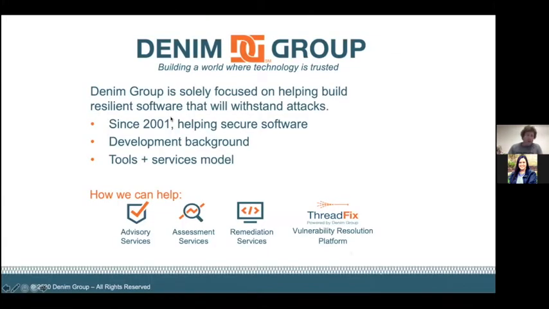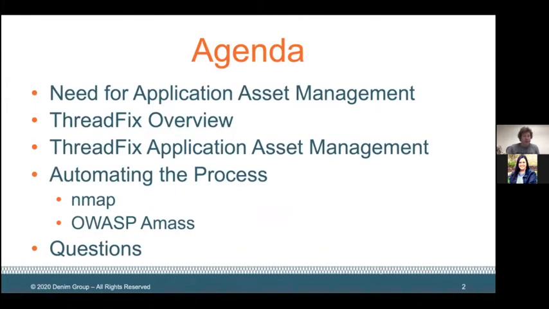Again, anybody on this call probably has a pretty good background with Denim Group. We look to be a trusted advisor for software risk with our advisory services, assessment and testing services. And we've also got our ThreadFix vulnerability resolution platform, which is going to be, again, central to a lot of the things that we talk about today.